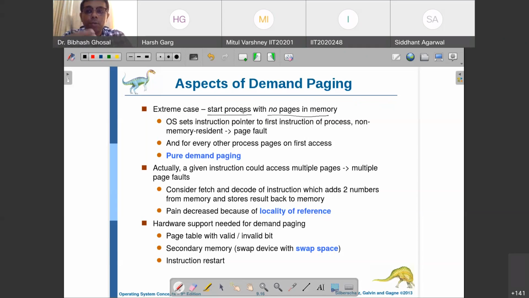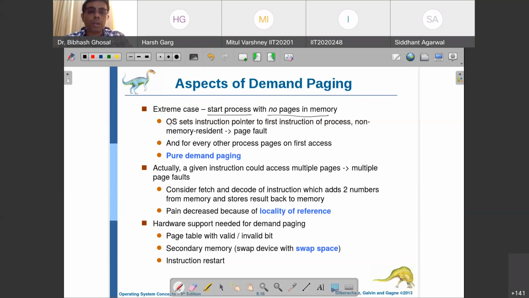I wouldn't say the first few instructions. When the first instruction comes, the entire page comes. So maybe the next instruction will be in the same page, no problem. But after some instructions, when you go to the next page, you will again have a page fault. Again, that second page has to be brought in. After some more instructions, you will again have a page fault because page 3 is not there. So this is the idea.